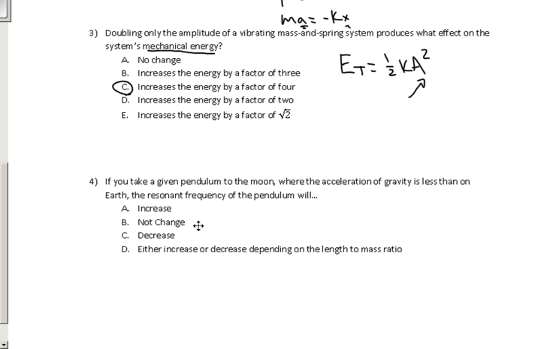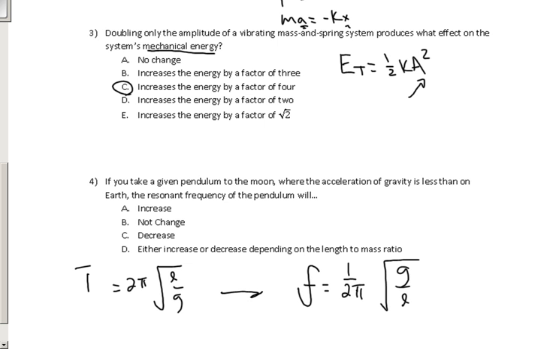Question 4, if you take a given pendulum to the moon where the acceleration of gravity is less than on Earth, the resonant frequency of the pendulum will do what? Well, we should remember that our frequency is given by the expression 1/2 pi times the square root of g over L. That comes from the fact that our period of this thing is 2 pi times the square root of L over g. And so now we see if we decrease g, we also decrease f. So it must be C, decrease.